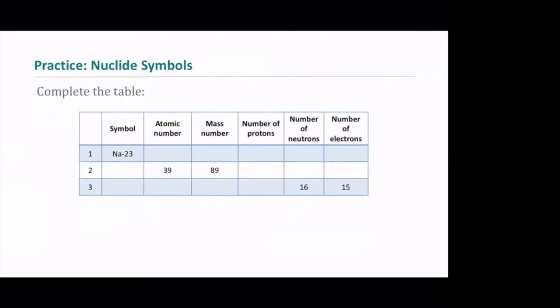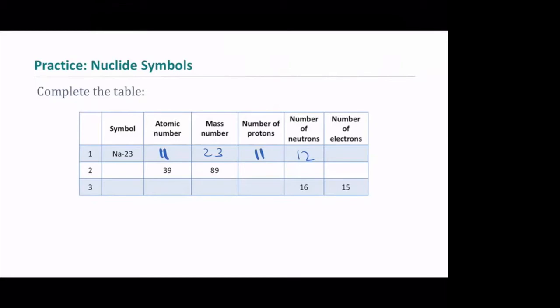You can fill this out at home. I'm not going to fill out the whole thing. Let's just do this first row. We've got sodium 23. What's the atomic number going to be? 11, right? Mass number, that's just the 23. Number of protons. Number of neutrons. Number of electrons. 11 also, right? Because it's neutral.